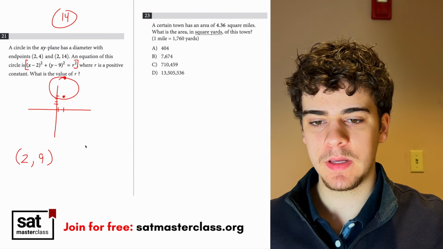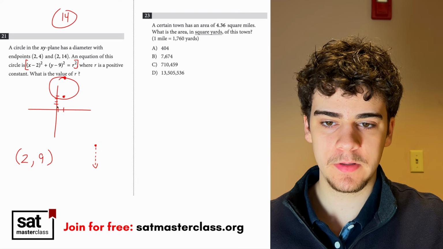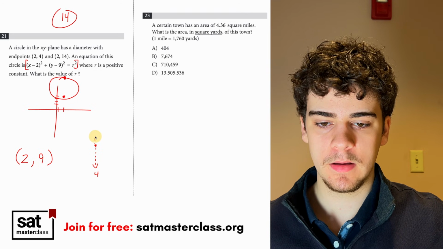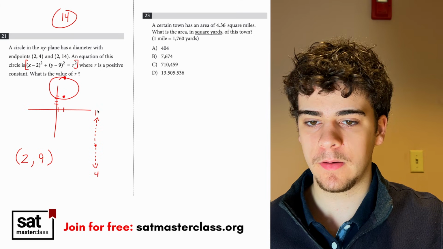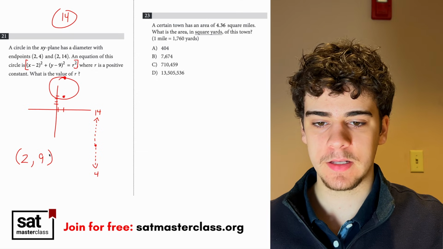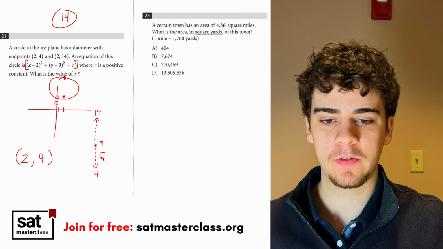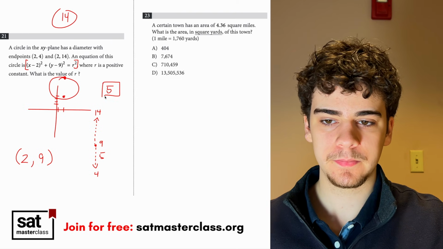That just basically means if we were at y equals 9, how far down do we have to go to get to this bottom endpoint, which is at 4, and then we should travel the equal distance up to get to 14. So what's the difference from 4 to 9? That's 5, and that also makes sense because if you go 5 up from 9, you end up at 14, so the radius is going to be 5.